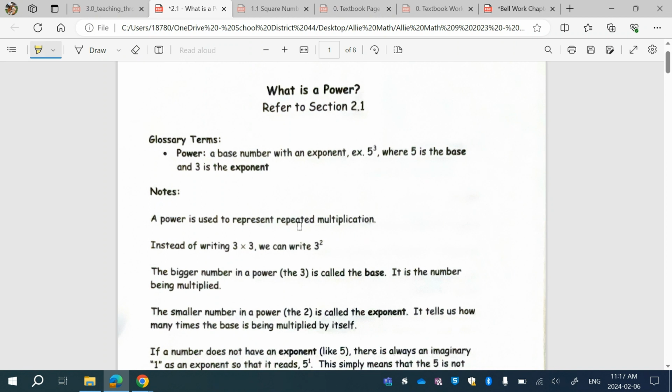Power, so power is a base number with an exponent. So, for example, 5 to the power of 3, where 5 is the base and 3 is the exponent. So let me draw this again. If we had 5 to the power of 3, the whole thing is called the power. This big number here is called the base. And this little number that's raised above it is called the exponent. And we'll go over that again, but there it is.